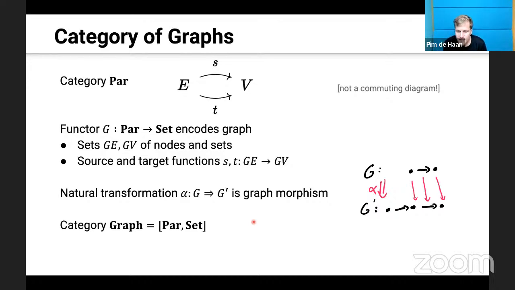The question is, what does Par stand for? It stands for parallel arrows, because it's got two arrows that are parallel from the same object to the same object.